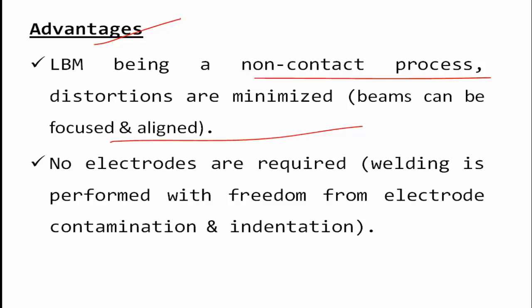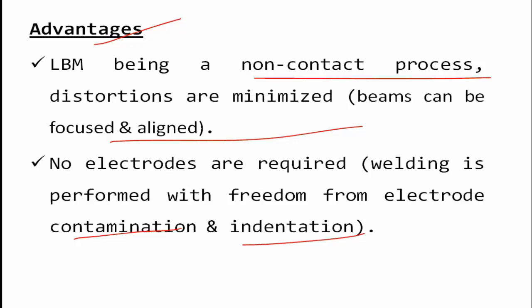Electrodes are not used, so issues like slag inclusions do not form during the process. In shielded metal arc welding, we have to clean the slag from each and every layer before completing the next layer. If the slag is not cleaned, it gives defects in the joints. These issues do not come with the laser beam. So there is freedom from electrode contamination.